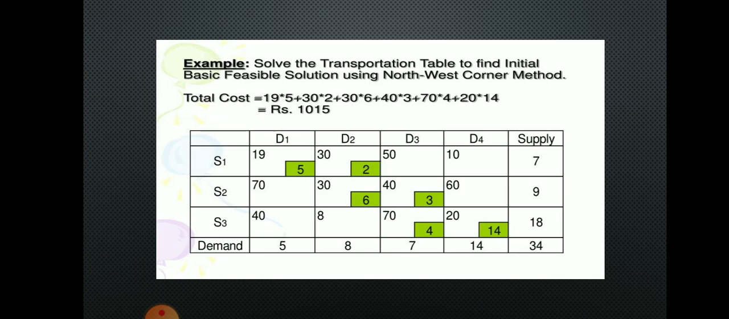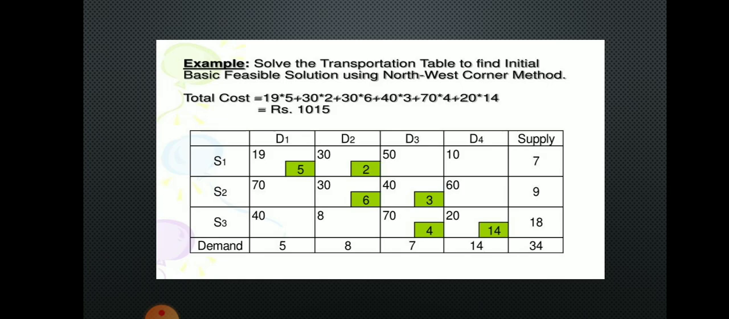Next we should move to the second cost, that is 30. Here the minimum value is 2. We should subtract demand and supply. Here 8 minus 2 is equal to 6. Then we should strike out the supply one row. Like this we should continue till we reach the southeast corner.